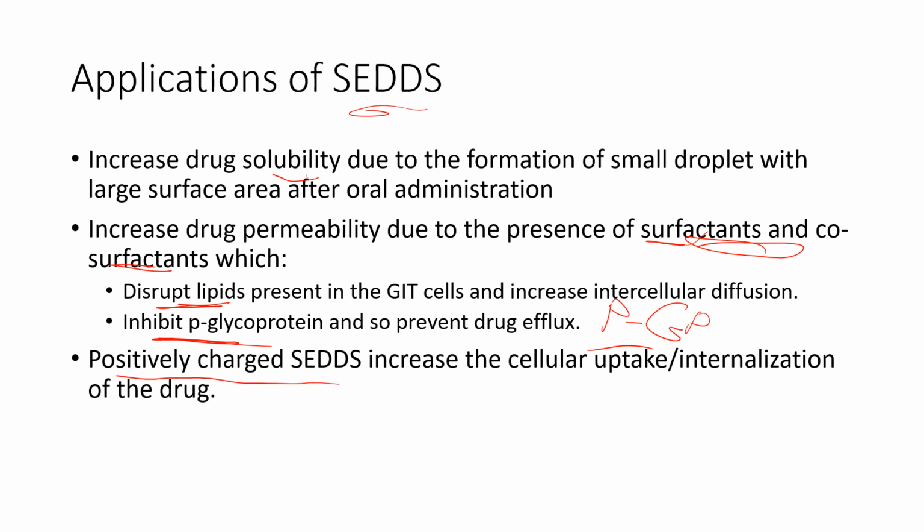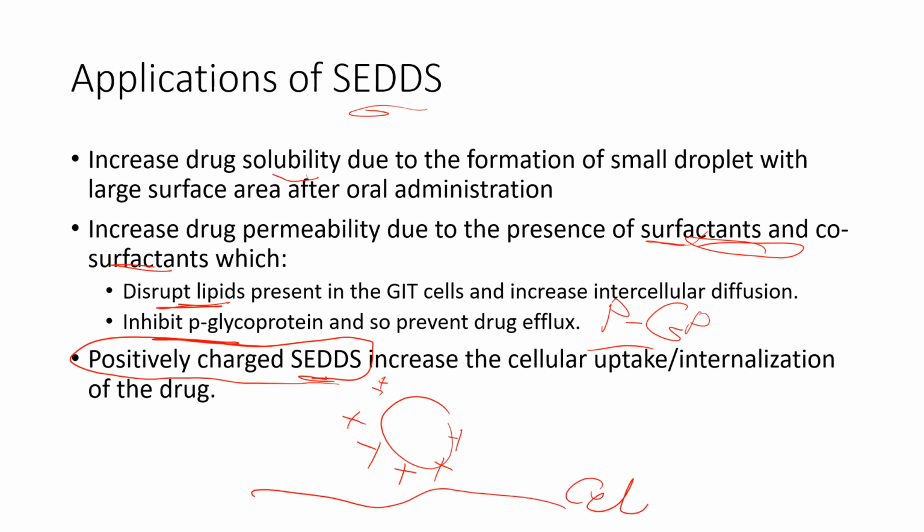We can also add a positively charged component in the self-emulsifying drug delivery system. If our self-emulsifying drug delivery system is positively charged, it will tend to interact with the cell membrane and form a vesicle and make endocytosis. So it will tend to take the active ingredient inside any cell, which increases cellular uptake, increases internalization. So if our drug is acting internally inside the cells, like most anti-cancer drugs, it will be very useful to make it in a positively charged self-emulsifying drug delivery system.